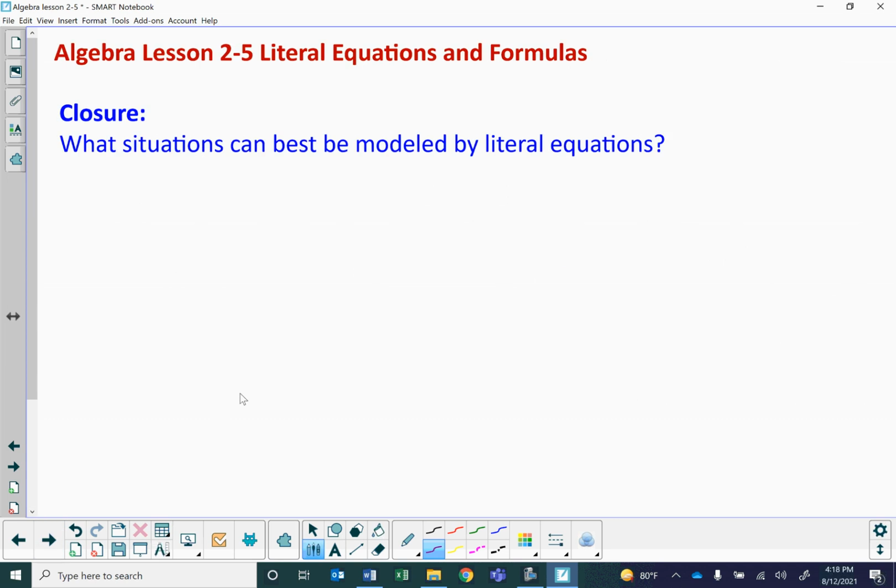All right, our closure question for today. Write this in your notes, please. What situations can best be modeled by literal equations? That is the question you're going to answer in your notes today.